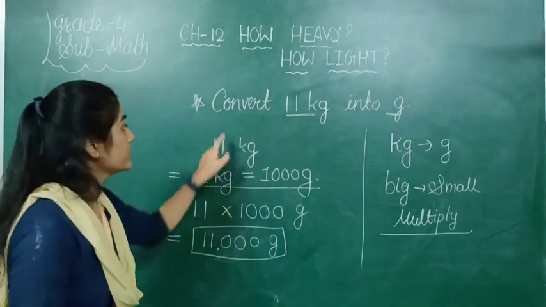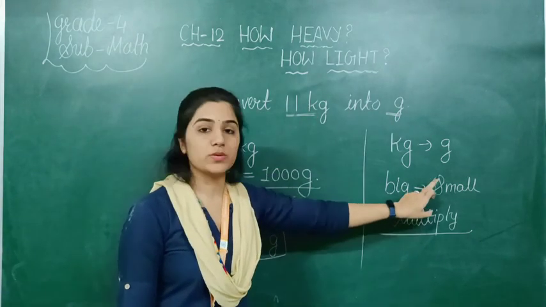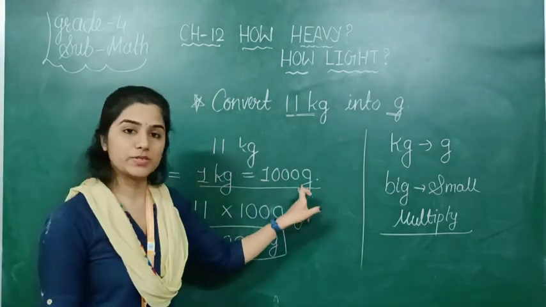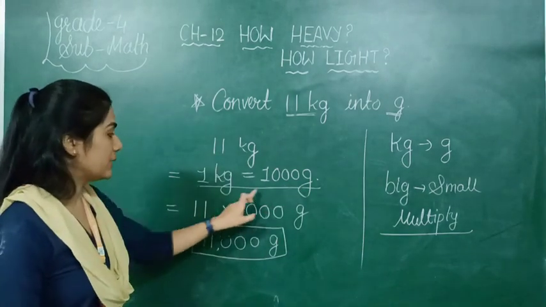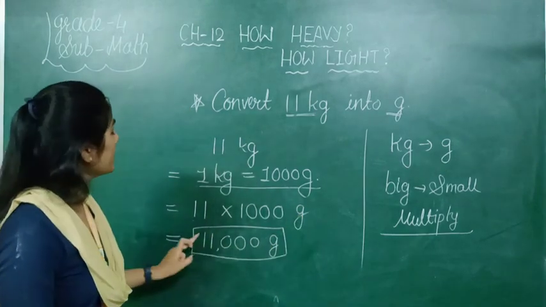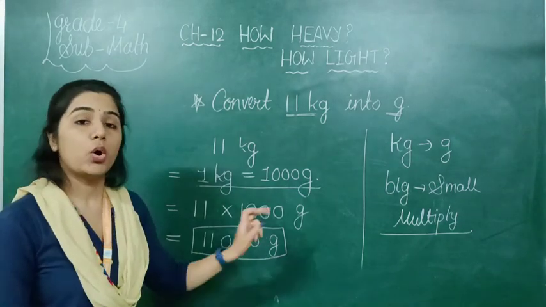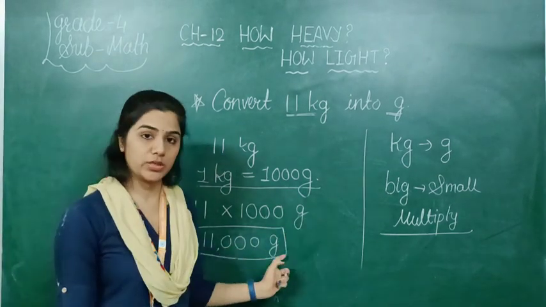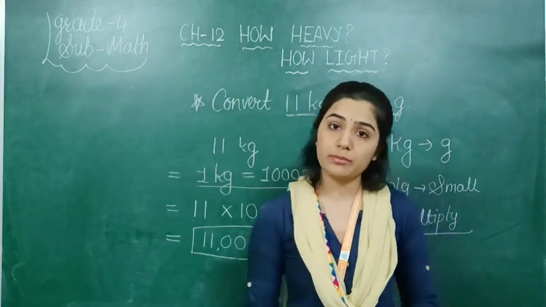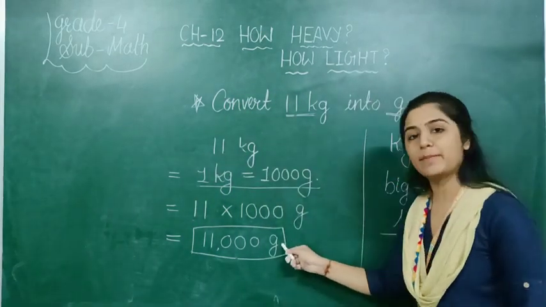Again I am explaining. Convert 11 kg into gram. For that, whenever we are converting big to small, do the multiplication and write the formula 1 kg is equal to 1000 gram. Whenever we multiply this 1000 with this 11, put the gram unit at the back, and 11 multiplied by 1000, your answer is 11,000 gram. All the time you have to mention the unit. If you forget to mention the unit at the back, your marks can be cut in the exam. So it is compulsory to mention this formula.